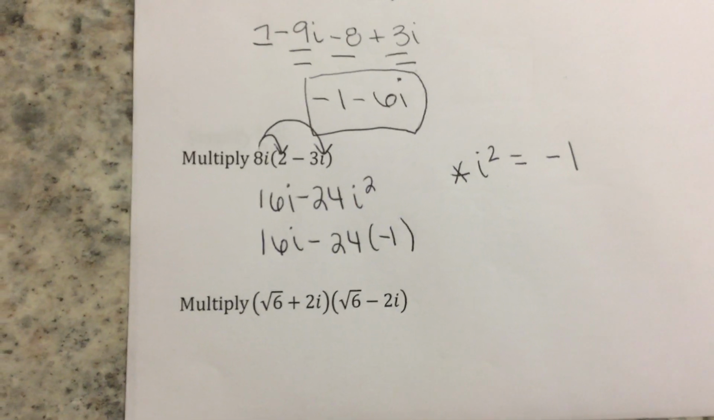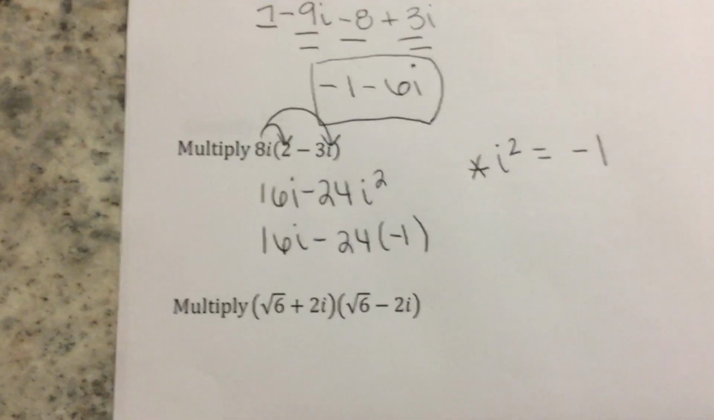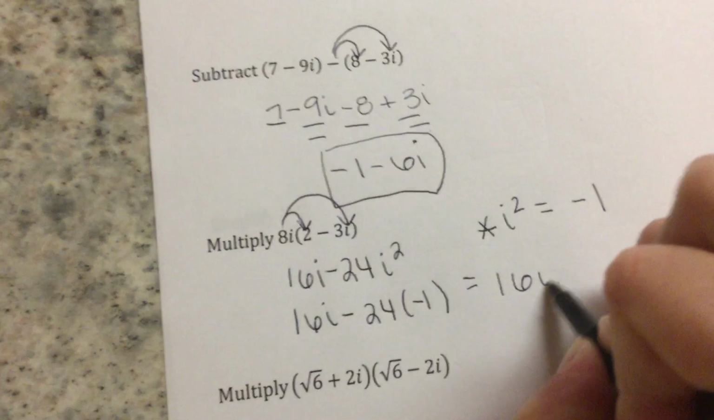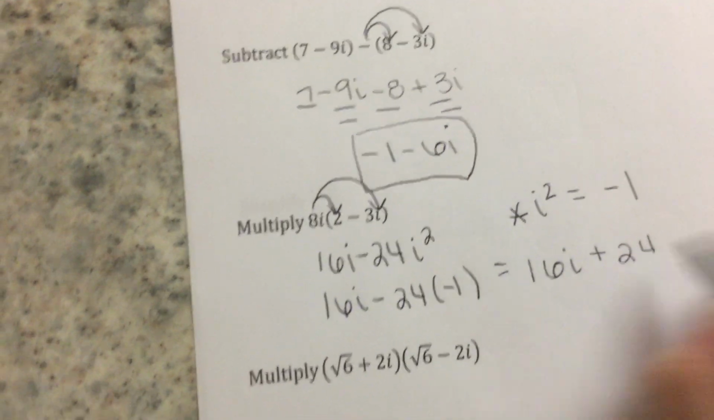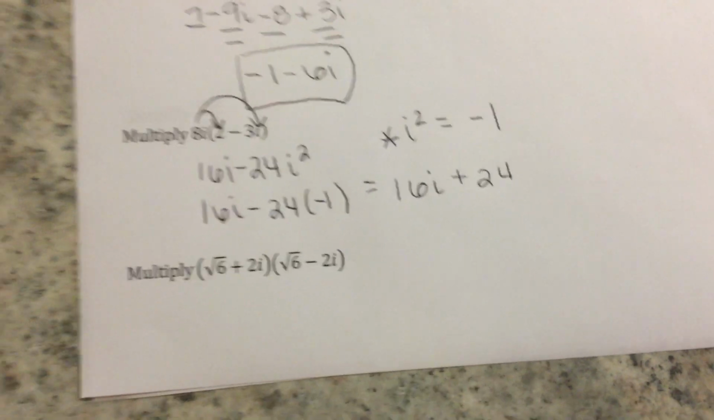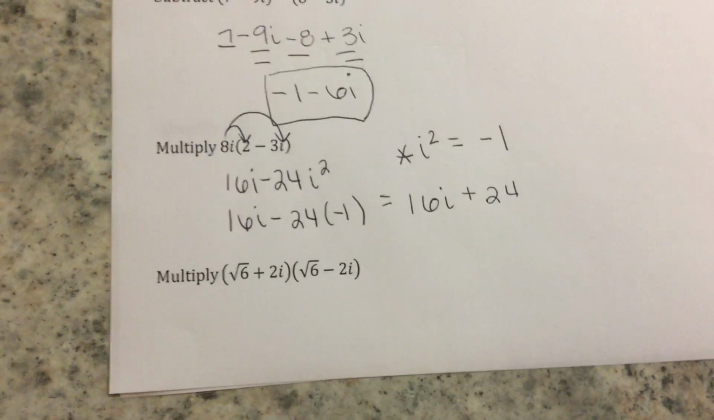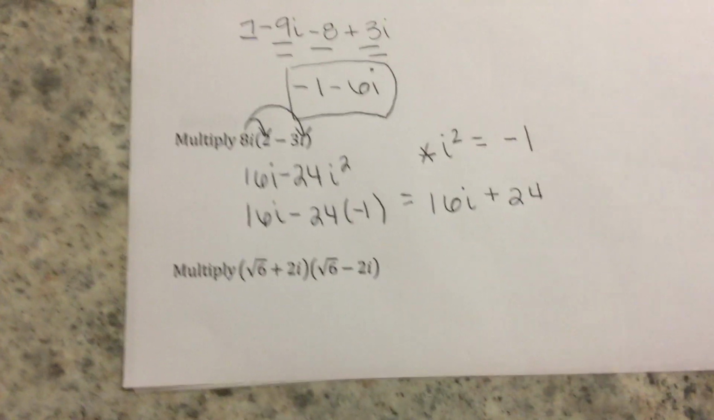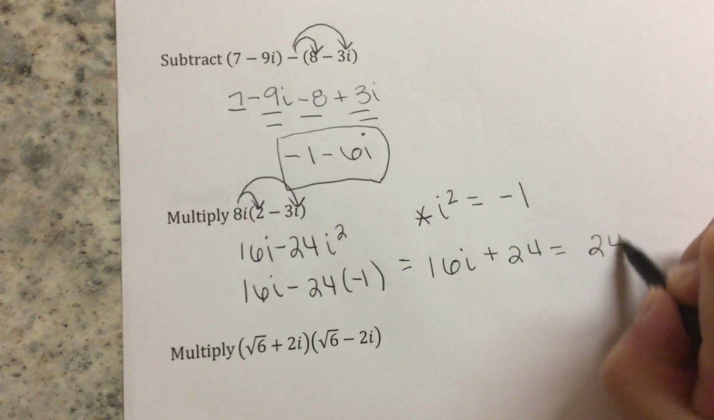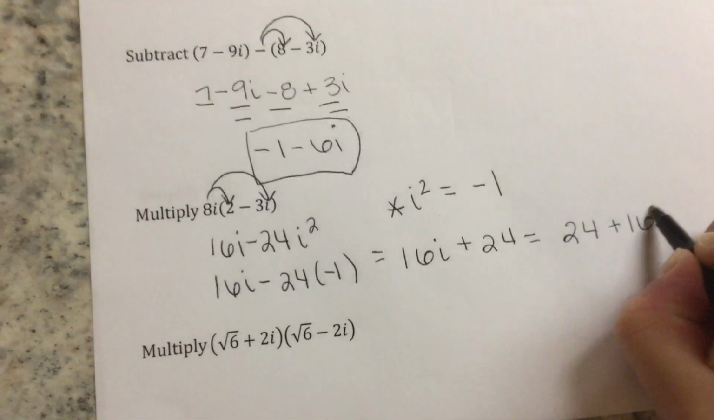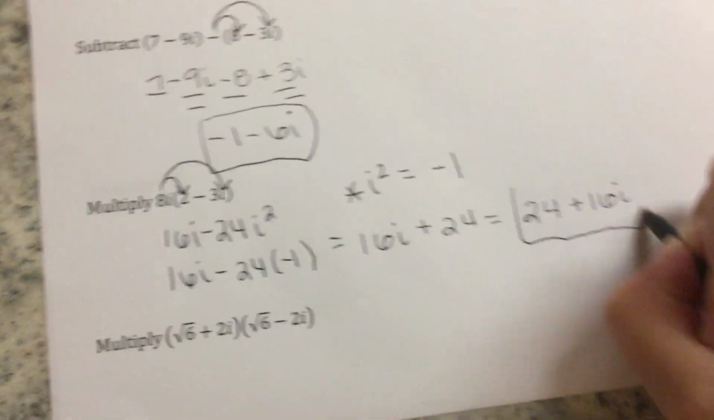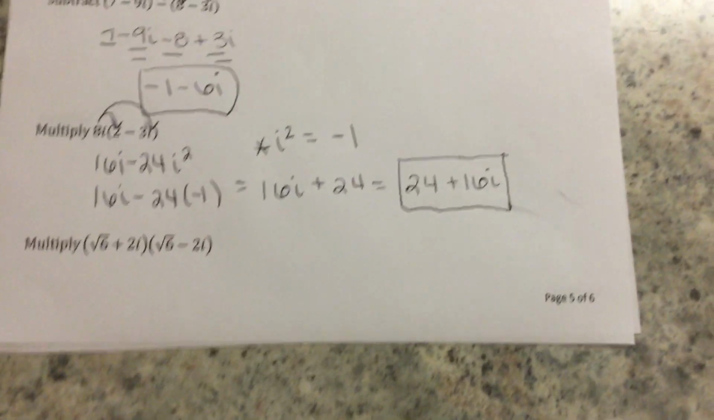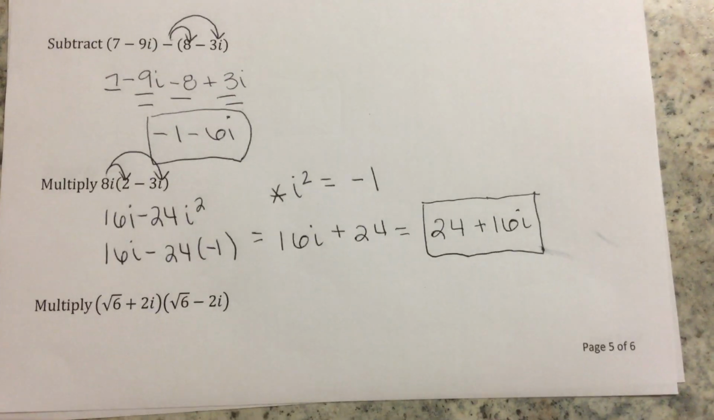So I have 16i minus 24 times negative 1. Negative 24 times negative 1 will give me a positive 24. So I'm left with 16i plus 24. Last but not least, we usually write it in a plus bi form. So that means the i, the imaginary part, is second. So I'm going to flip this around and say 24 plus 16i. So that way it's in the correct a plus bi form, where it's our real number plus or minus our imaginary number. So in this case, it's 24 plus 16i.